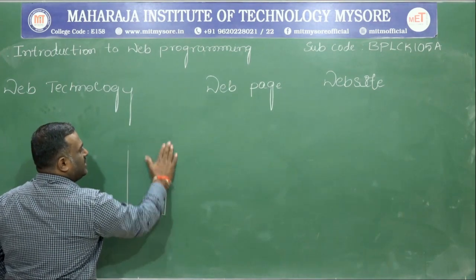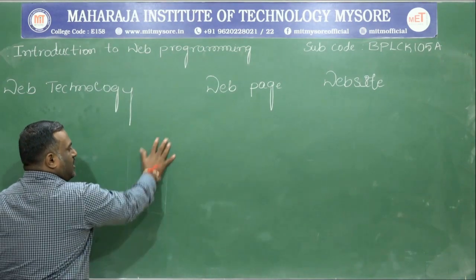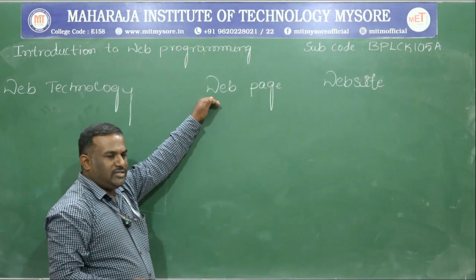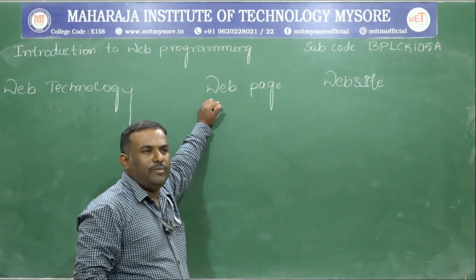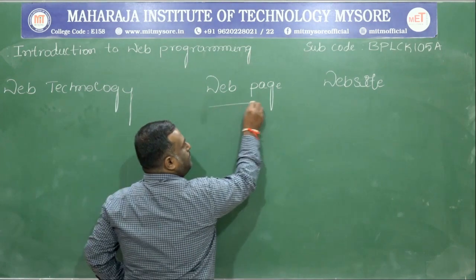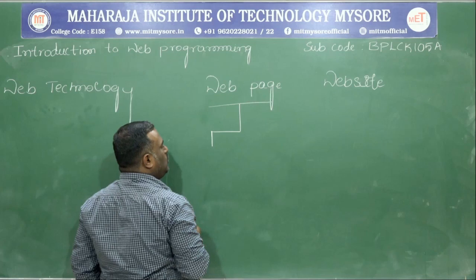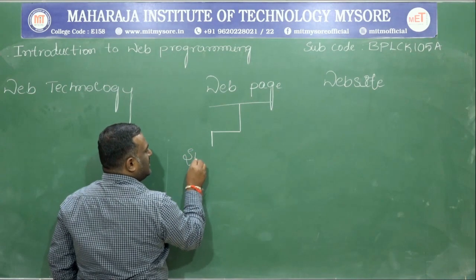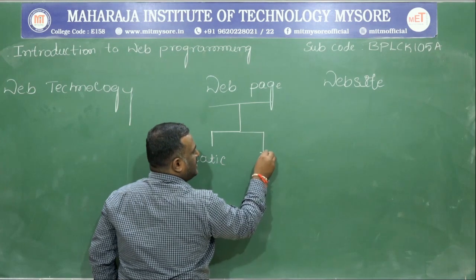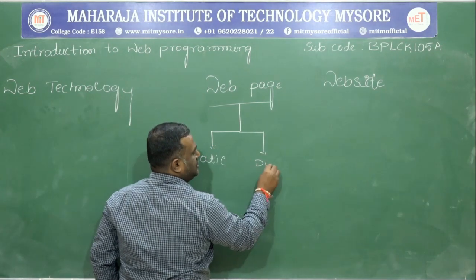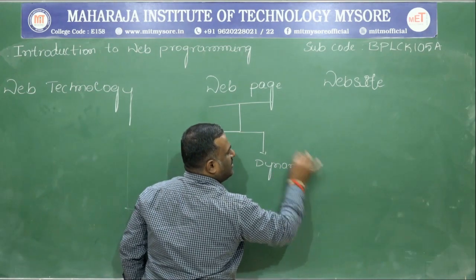What do you mean by the web page? Web page is nothing but a hypertext document attached to the World Wide Web, called as web page. The web page is basically divided into two types. One is called a static web page and the second one is called a dynamic web page.